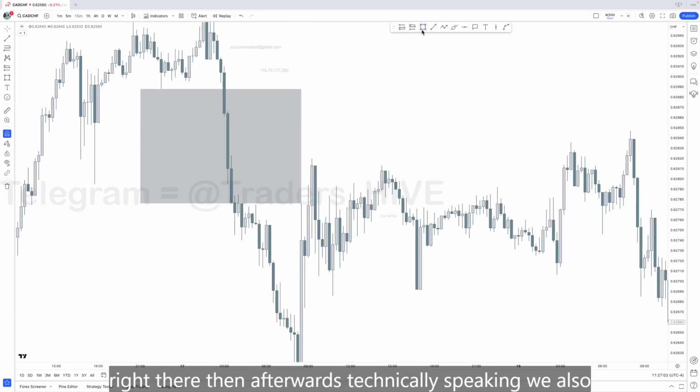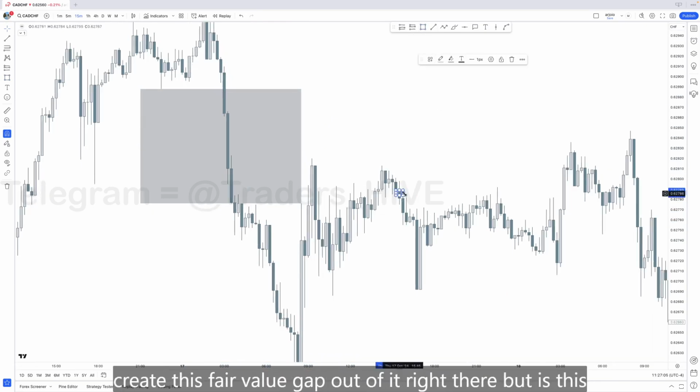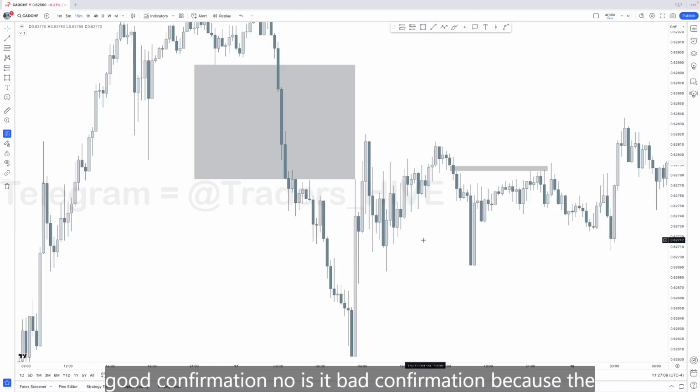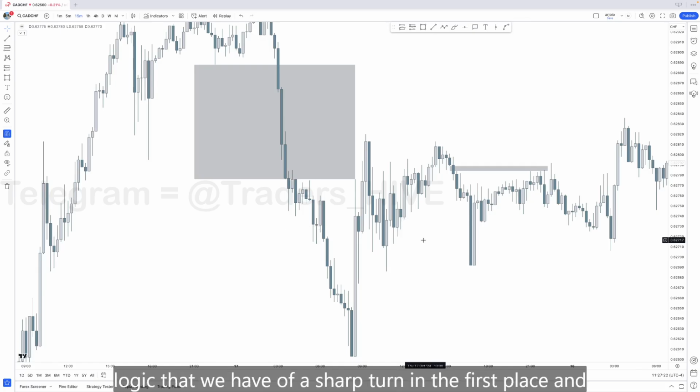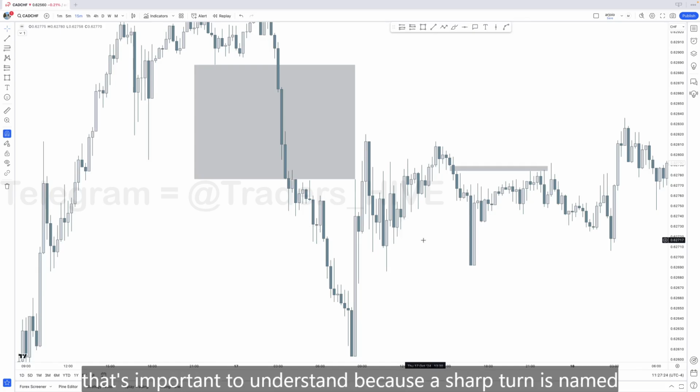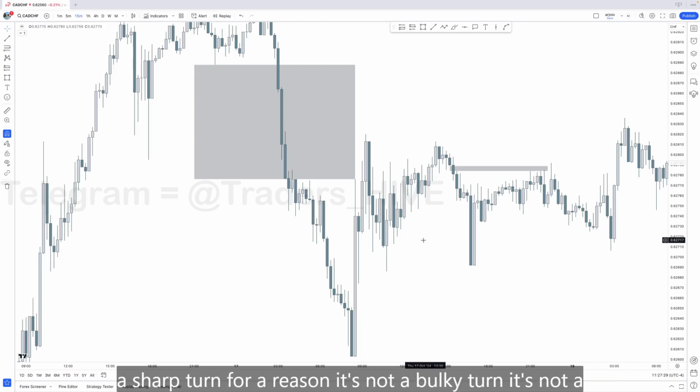Then afterwards, technically speaking, we also create this fair value gap out of it right there. But is this good confirmation? No. Is it bad confirmation because the fair value gaps are not lining up and things like that? No. The fair value gaps are perfectly fine right there. Well, arguably perfectly fine. But it goes and contradicts the logic that we have of a sharp turn in the first place. And that's important to understand, because a sharp turn is named a sharp turn for a reason.